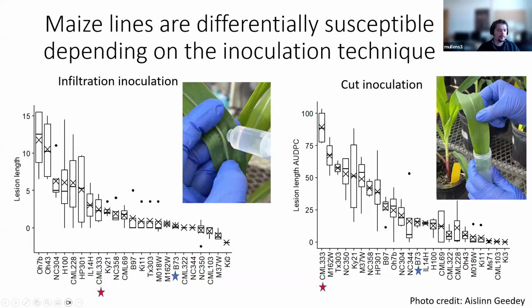So if you look here, the CML333 was extremely susceptible to cut inoculation, but moderately resistant to infiltration. You can even see Ohio 7B and Ohio 43 were extremely susceptible to infiltration, but moderately resistant to quite resistant to cut inoculation.